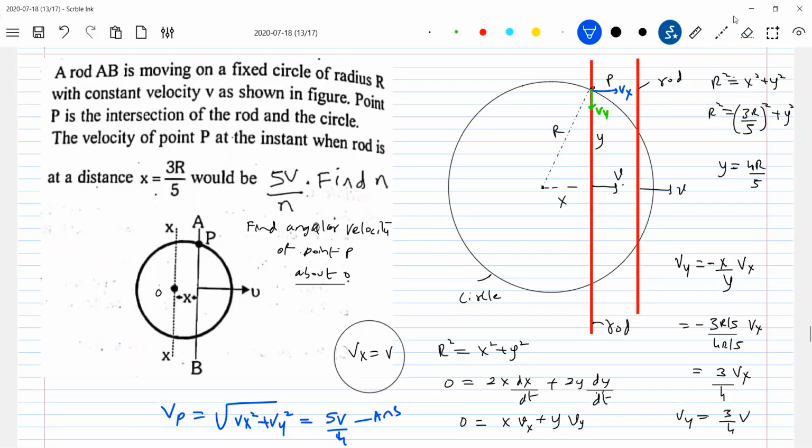Can we calculate the angular velocity of point P? Yes, we can calculate, no? What is the angular velocity? It should be equal to Vp by R.